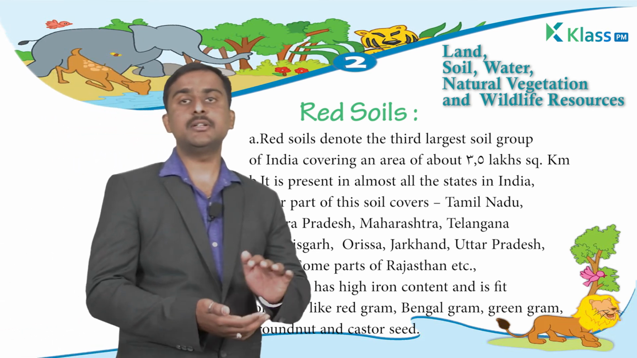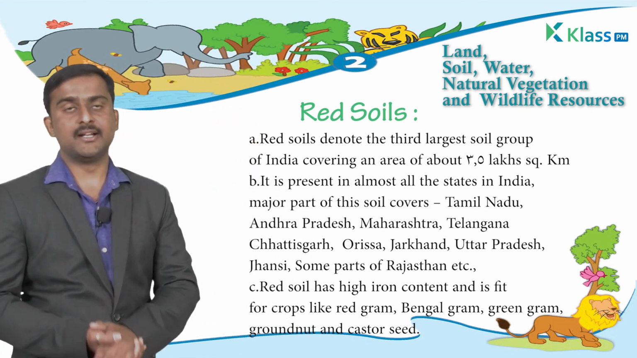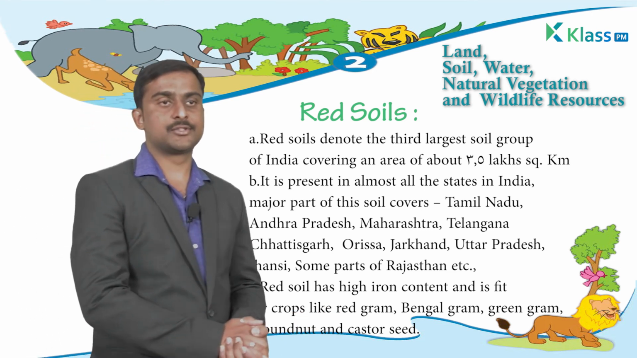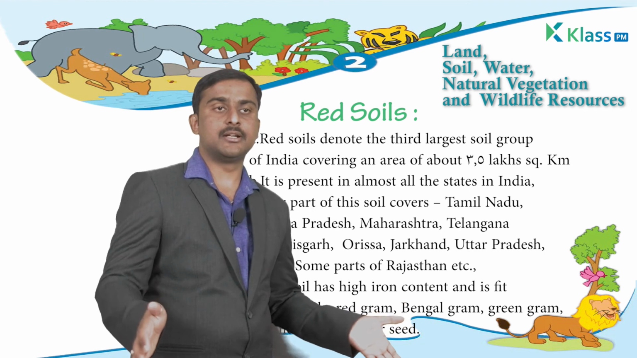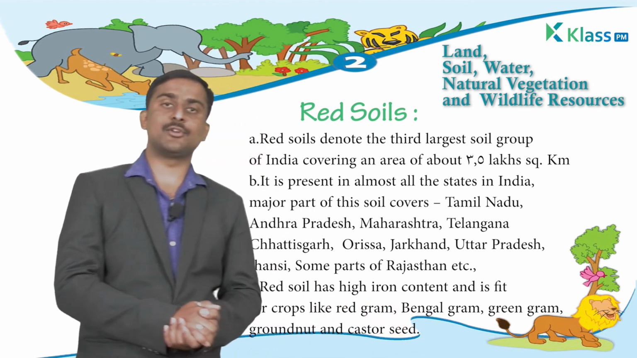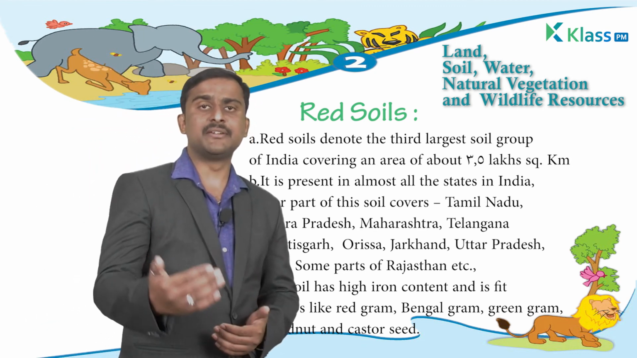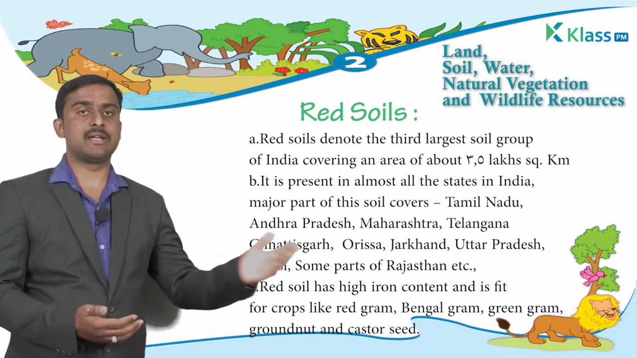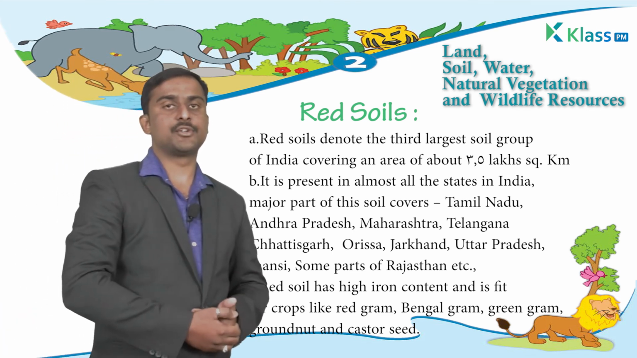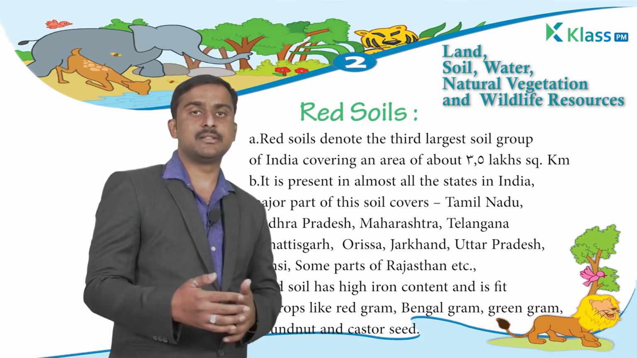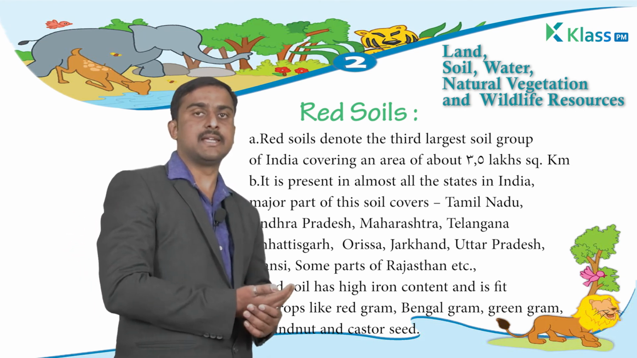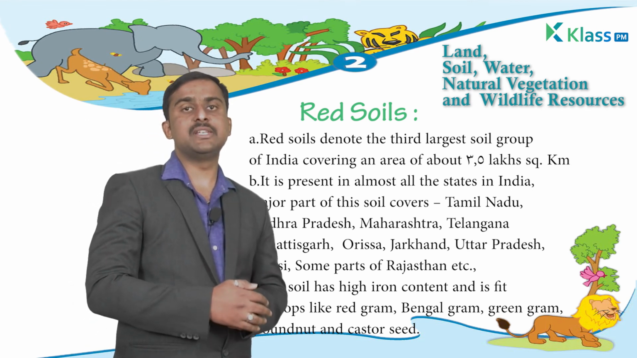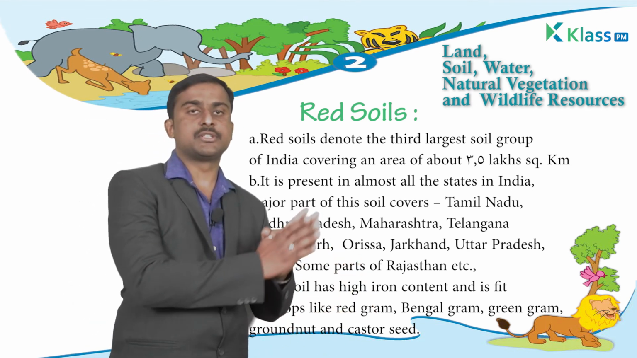Red soil is the third largest soil deposit we can find in India. Almost 3.5 lakh square kilometers is covered with red soil. In general, red soil appears red in color, as the name has originated from the color of the soil. Red soil is present in several states like Tamil Nadu, Andhra Pradesh, Gujarat, Telangana, Maharashtra, and Madhya Pradesh. These are the states where we can find deposits of red soil.